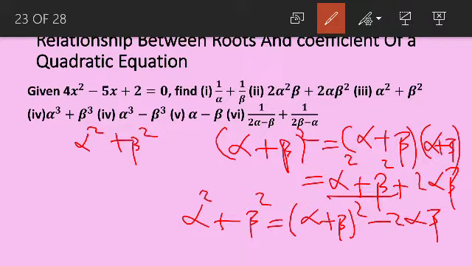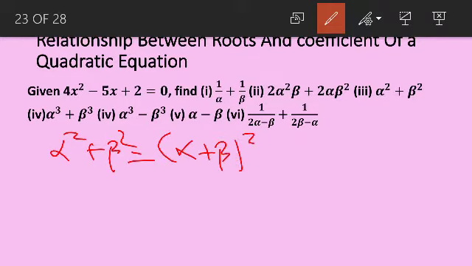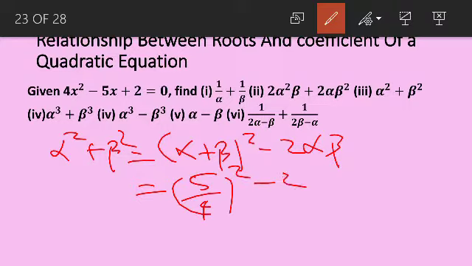Okay, so let's start over there. Alpha squared plus beta squared, we just found out, is the same thing as alpha plus beta all squared minus 2 alpha beta. My alpha plus beta, which is the sum of the roots, remember, is 5 over 4. So we have 5 over 4 squared minus 2 alpha beta. Alpha beta is 1 over 2.